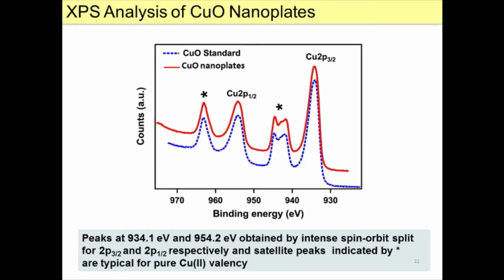So the peaks at 934 eV are compared with the copper oxide standard, and the star indicates the typical binding energy value for pure copper 2, that is, copper 2 valency.